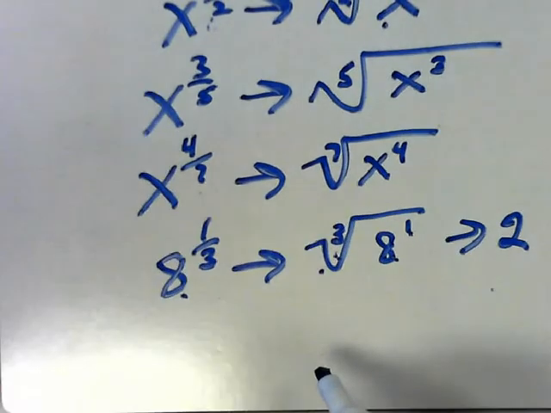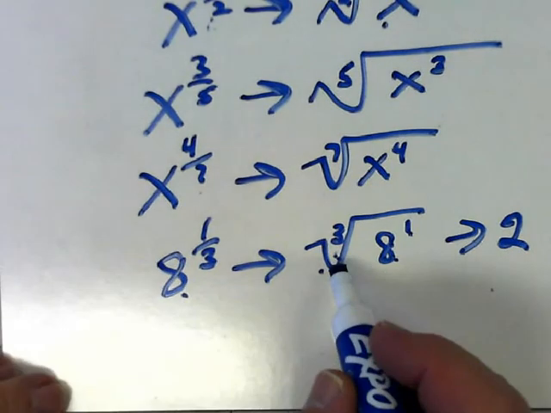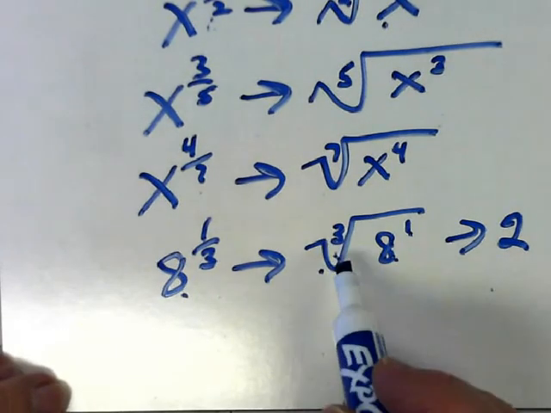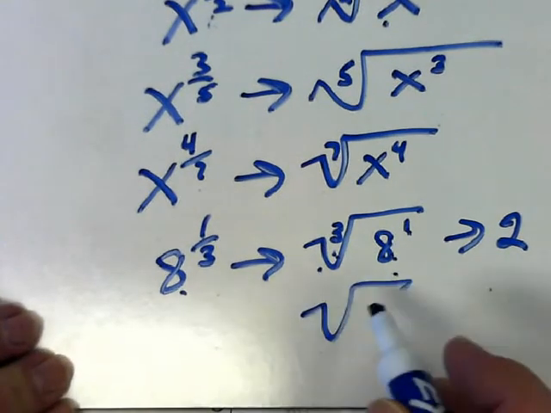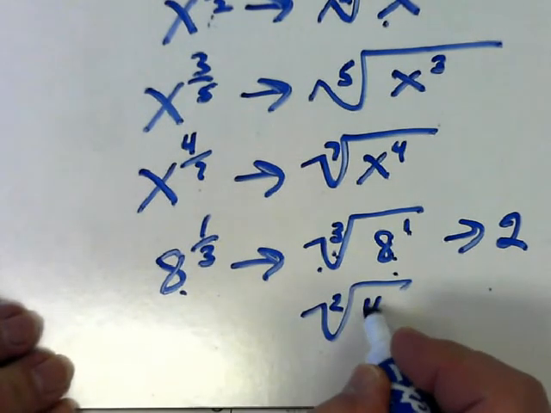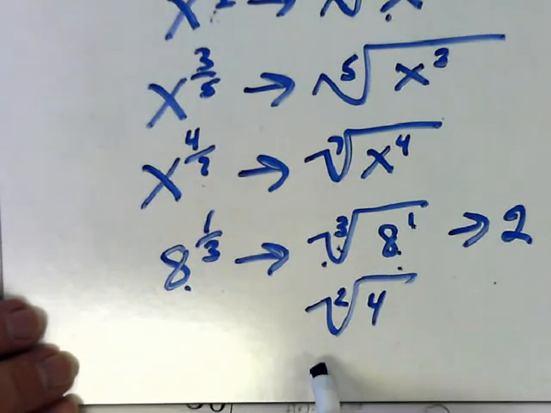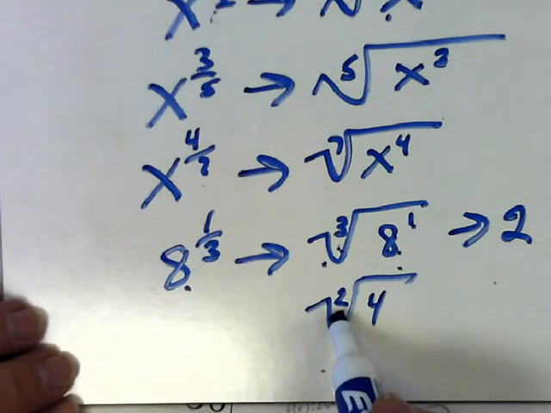2 times 2 gives you 4, doesn't it? Times 2 is 8. Okay, now I understand. Well, if you had the square root of 4, don't we ask ourselves what number times itself gives you 4? Right? Which is 2 times 2.